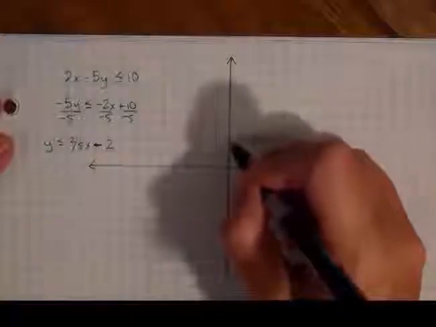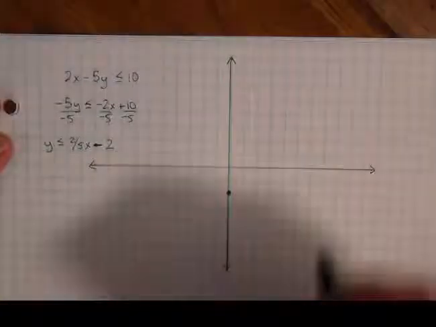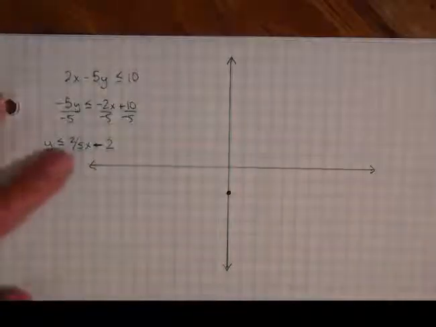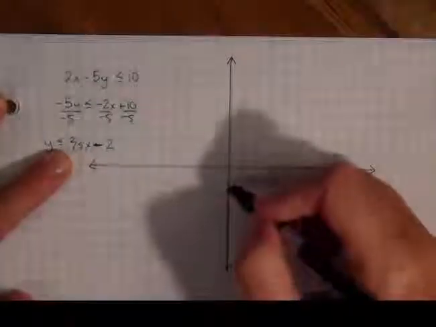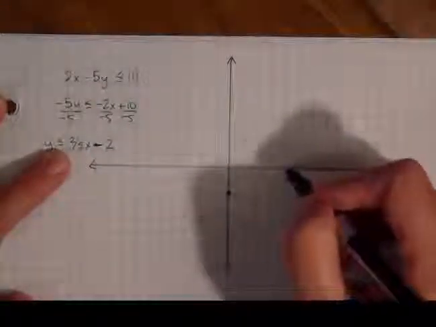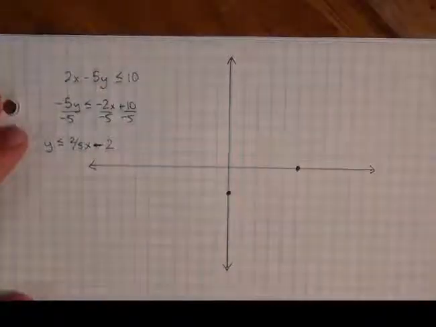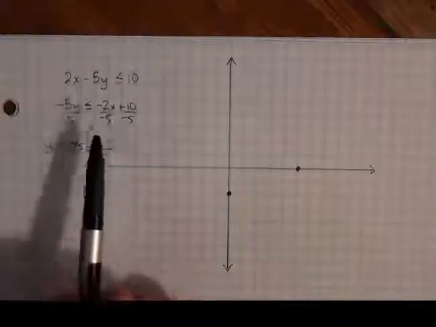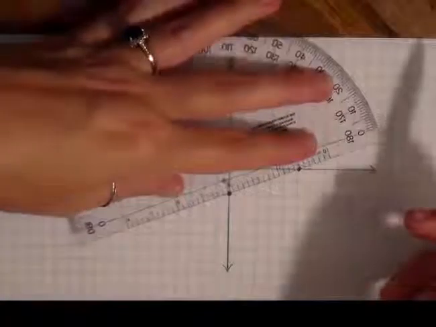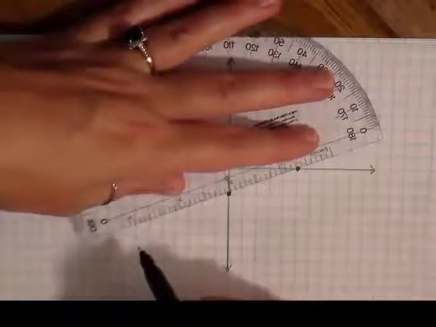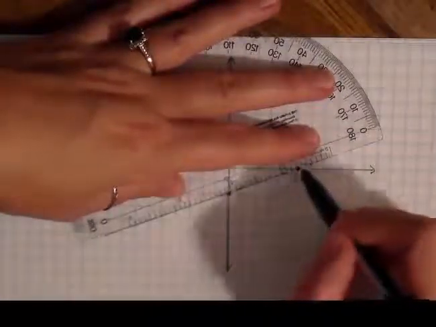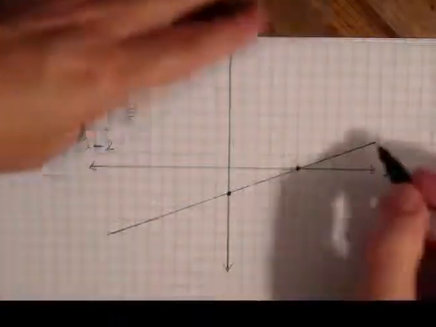So I'm going to start at negative 2. That's my y-intercept. Then I go up 2 and over 5. So up 2 over 5. And then if you needed more points, you would continue to go up 2 and over 5. I have a less than or equal to, so I can use a solid line. So I'll graph my line.